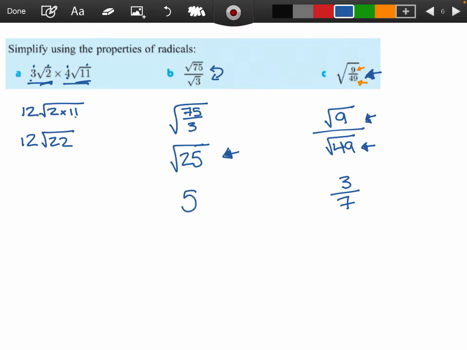So these properties, depending on the circumstance, can be used in sort of both directions. You know that they are equivalent ways of writing things, so sometimes it might be helpful to use them one way, sometimes it might be helpful to use them another way, as we saw with part B and C here.